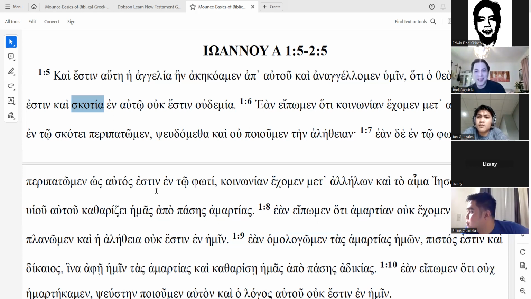So this translates: if we have fellowship with one another, but in the darkness, but we remain in the darkness, we are a liar and the truth is not in us. That is the truth. But the word order is different.